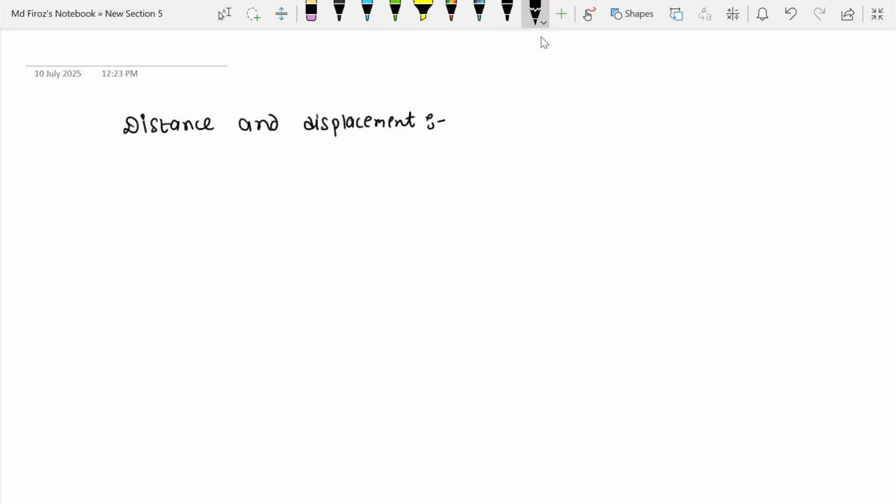Okay, so first of all, we have to read the distance. So what is distance? Distance is nothing but actual path length. Actual path length. Okay, what is this?